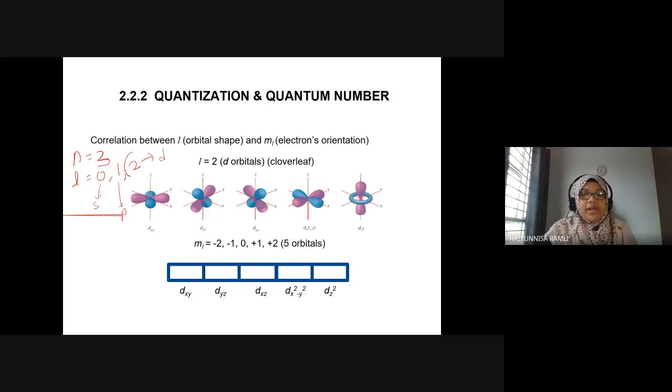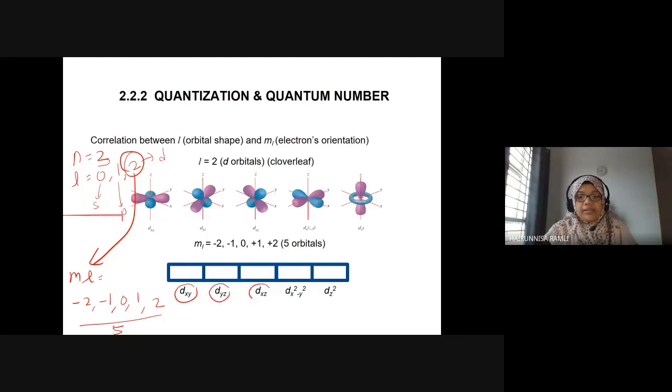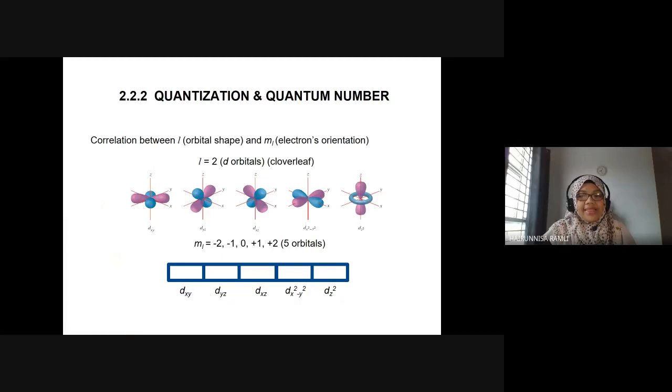We are referring to this one. So this one, the ml, you learned earlier: negative 2, negative 1, 0, 1, 2. So in total there are 5. So these 5 ml are actually referring to dxy, dyz, dxz, dx square minus y square, dz square. Okay, it's fine. Complex, right? Let me show you first.